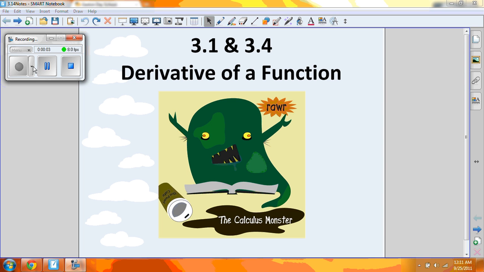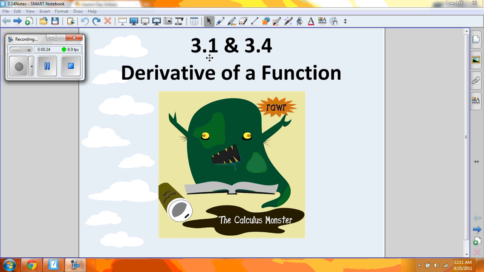Okay, your first set of notes in Chapter 3 is going to be on the definition of the derivative of a function, right, the definition of a derivative, and that is from sections 3.1 and 3.4. So the basics of it are in 3.1, and then the applications are in 3.4. So I thought it made more sense to combine those.